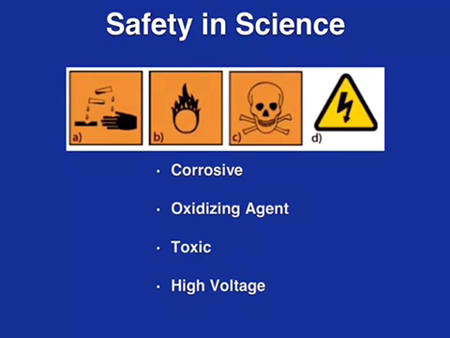Lastly, we need to talk about safety. There will be some safety symbols that you will see. Corrosive means that it will eat away at either your skin or other objects. Oxidizing means that it has the ability to catch on fire. Toxic, I think we know what toxic means. And high voltage means that there's a lot of electricity running through it.